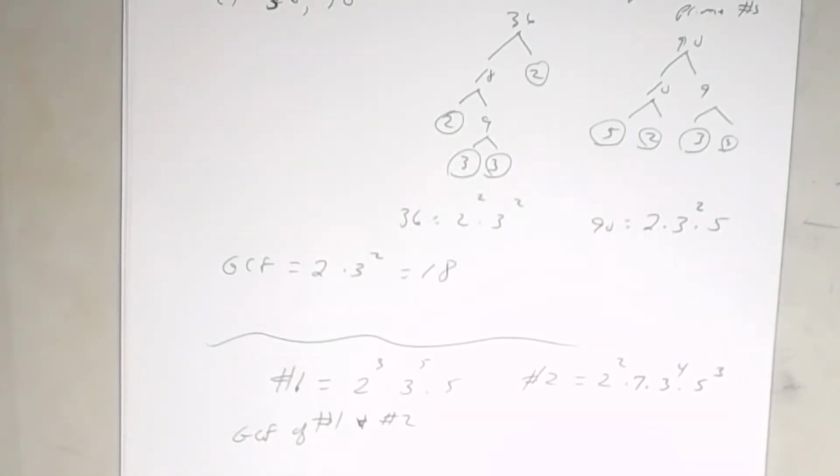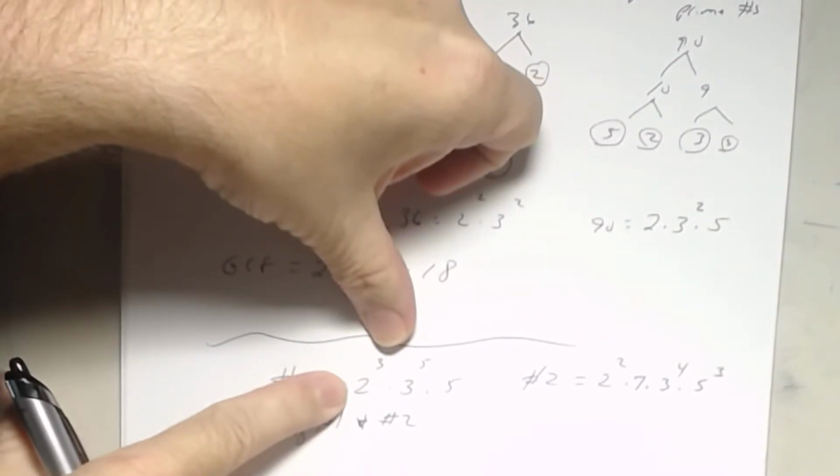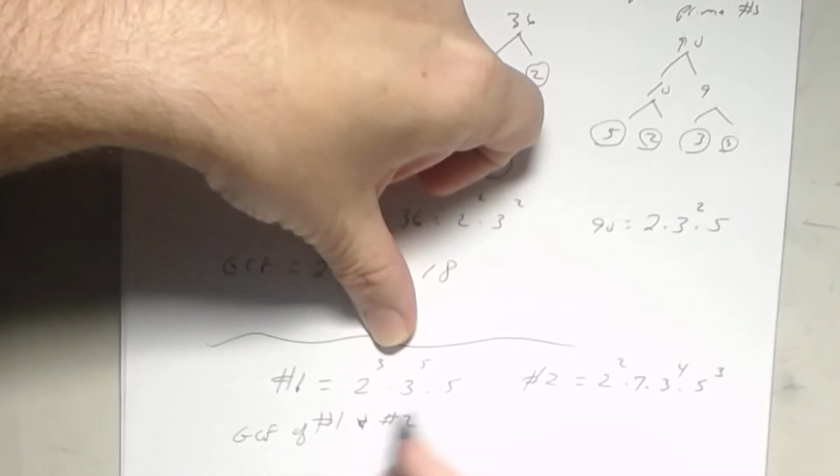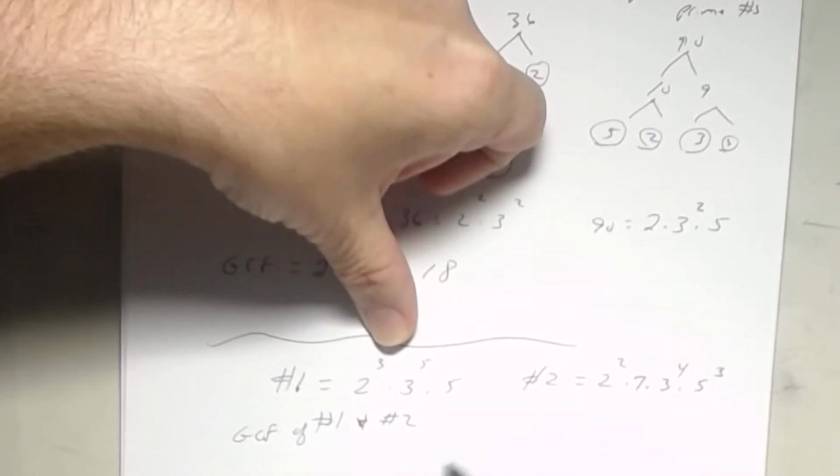If you look at your prime numbers, let's start with the 2. Do I have 2's in both of them? Yes. I have how many factors of 2 here? 3. How many factors of 2 here? 2. How many do I need? 2. Use the one with the smallest exponent.